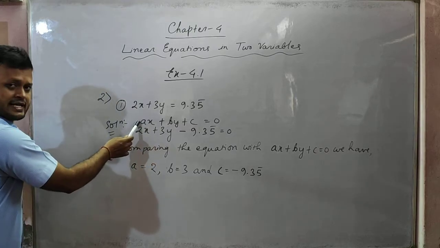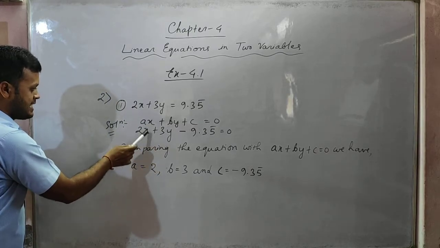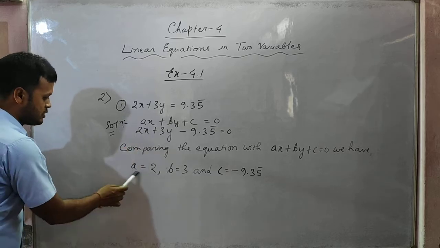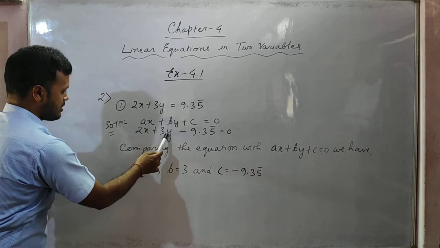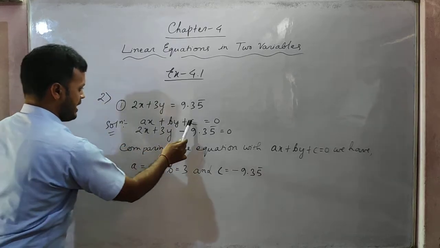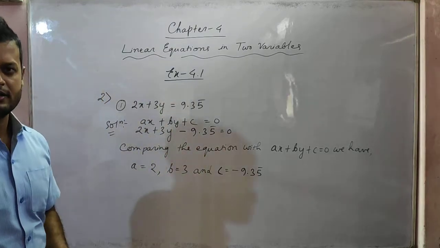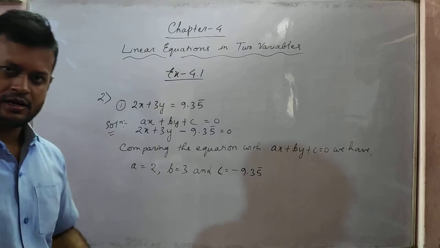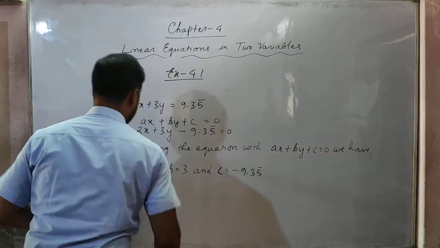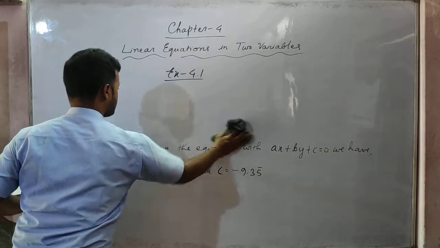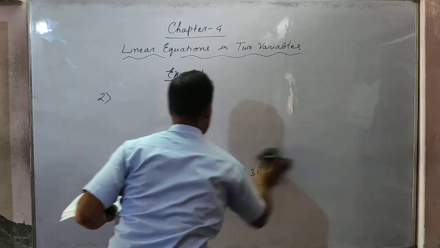With x, what is there here? See, along with x, a is there, and here along with x, 2. So a is equal to 2. Along with y, b, and along with y, 3. So b is equal to 3, and c is equal to minus 9. Is it okay? Understood? So next, let us take some more examples directly from here.